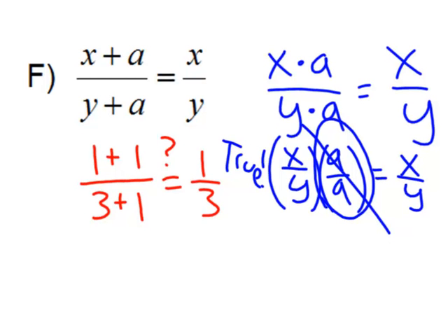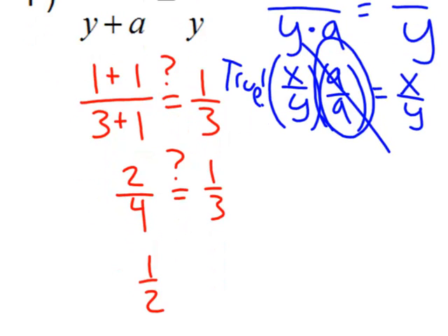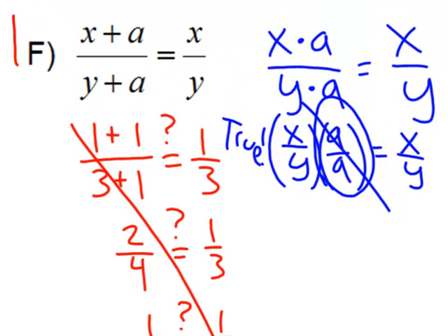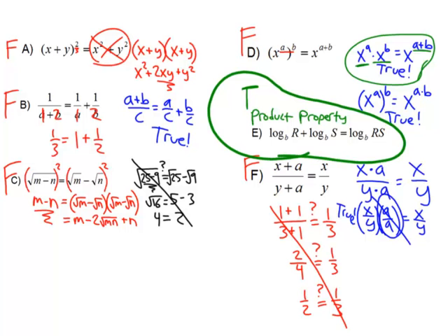We do a little bit of arithmetic. 1 plus 1 up top is 2. 3 plus 1 on the bottom is 4. Is that the same thing as 1/3? Well, I know that 2/4 can reduce down to 1/2. Is 1/2 the same thing as 1/3? Of course it's not. That's how we know that this is definitely F, false. So put them all together there on the screen, and we see that E was our only true answer.